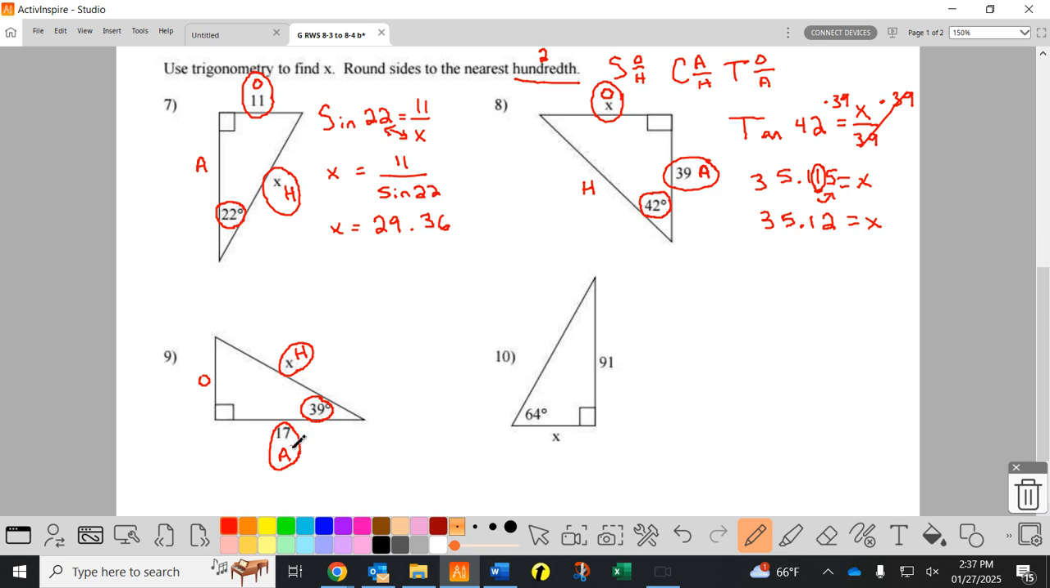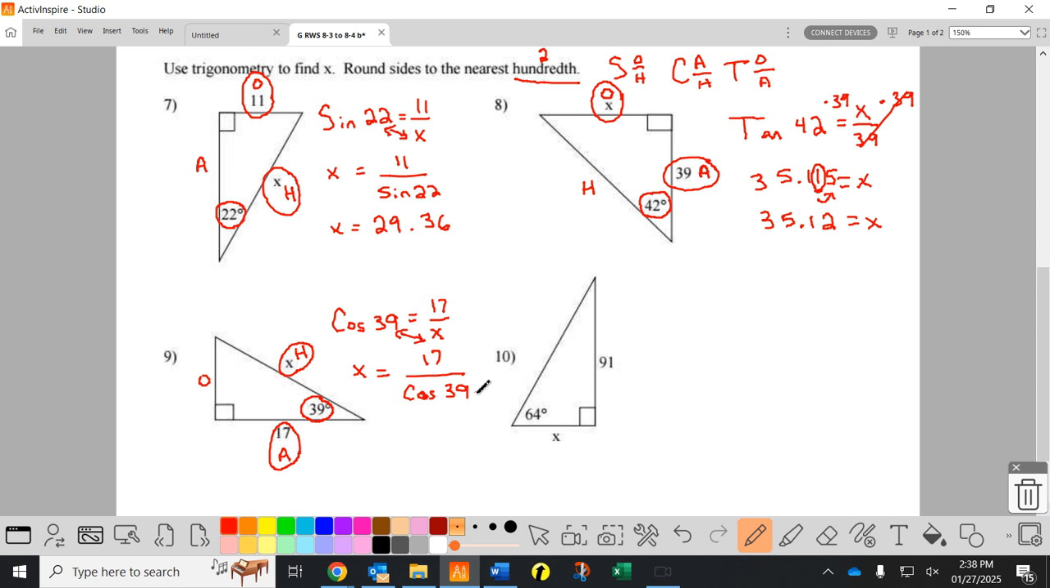Okay, if you got H and A, you're looking at cosine. So the cosine of 39 is going to be equal to adjacent 17 over the hypotenuse x. And anytime x is on the bottom, you're just going to switch these, so that it's going to be x equals 17 over cosine 39, which means it changes it into a division problem. This is now a division problem.